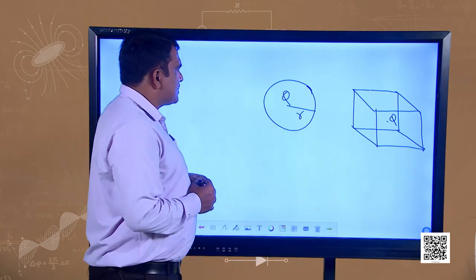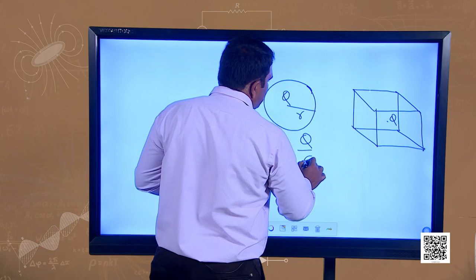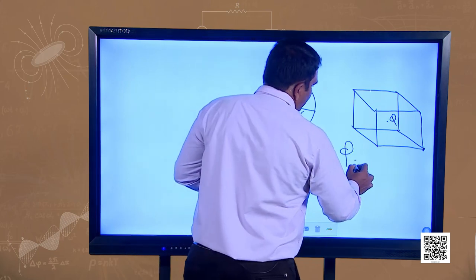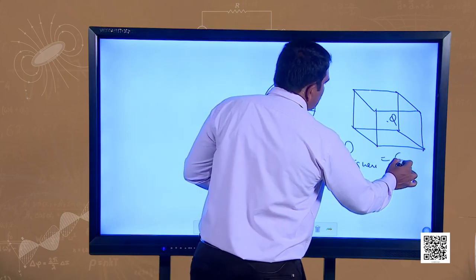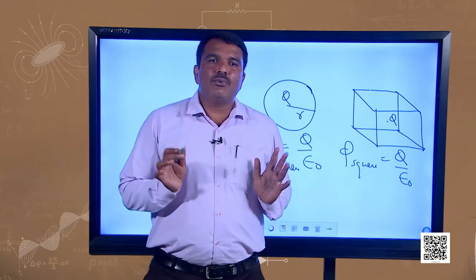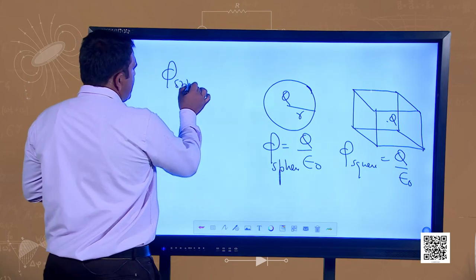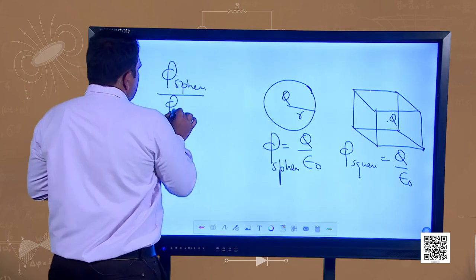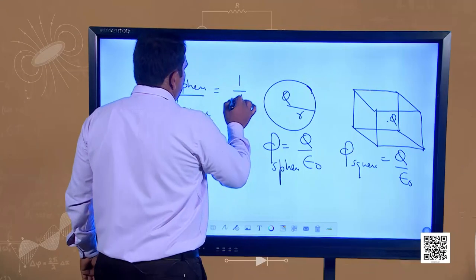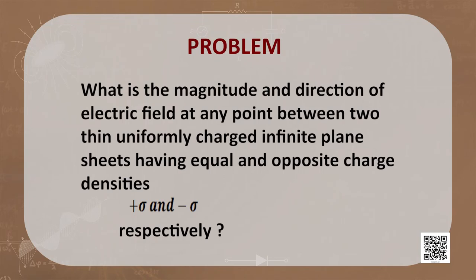So, the flux passing through this sphere will be, according to Gauss's law, Q enclosed divided by epsilon naught, and the flux passing through the cube will also be Q by epsilon naught, because flux does not depend upon the shape or size of the surface. Hence, the ratio of the flux through the sphere and the flux through the cube will be equal to 1:1. Let us have another problem.